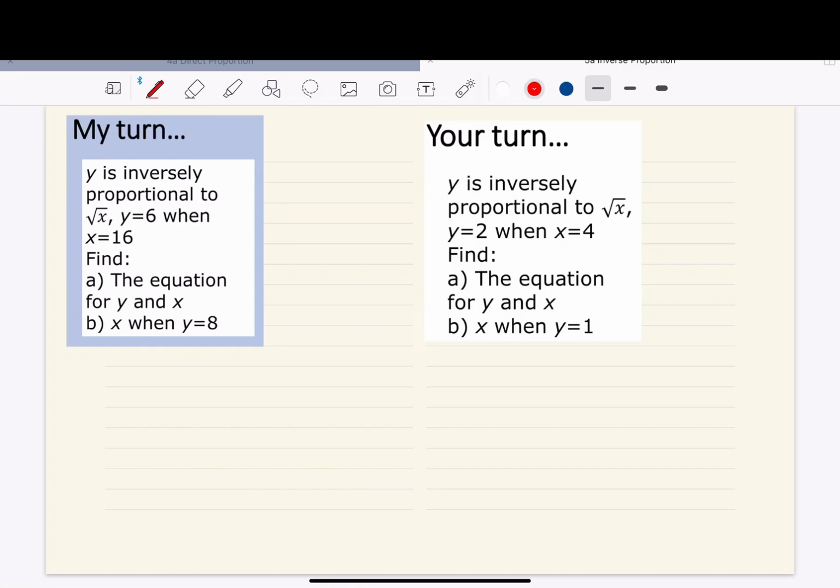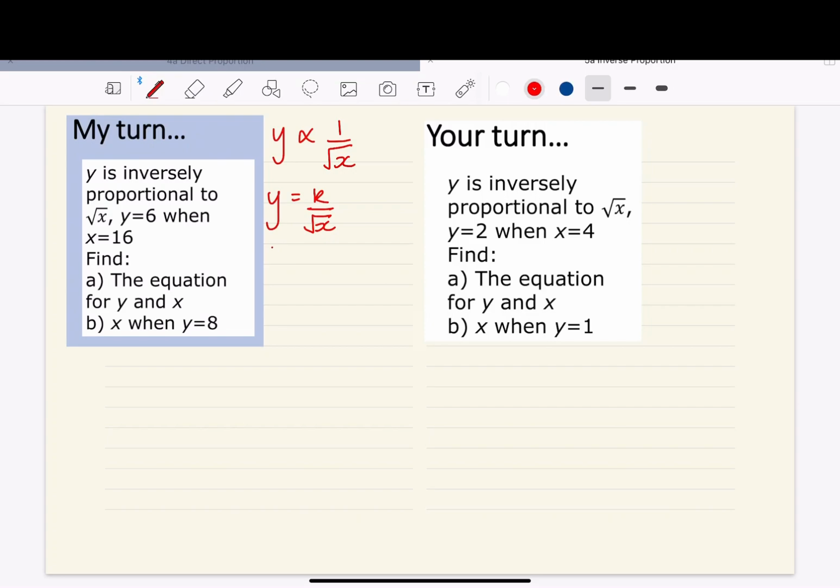My turn. Y is inversely proportional to the root of x, or the square root of x. This means that where we had x previously, we're now just going to have the square root of x. That means, similarly, in our equation, we're going to have k over root x. Then, as before, I'm going to substitute in what I know.